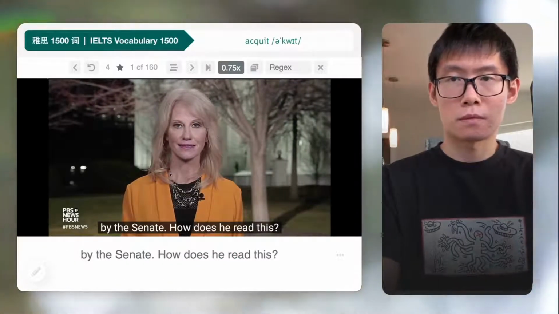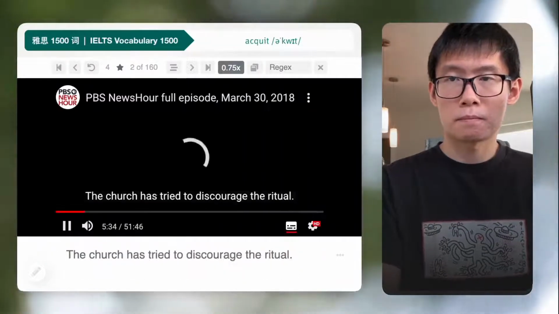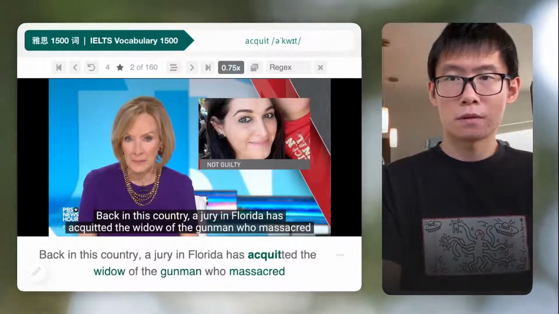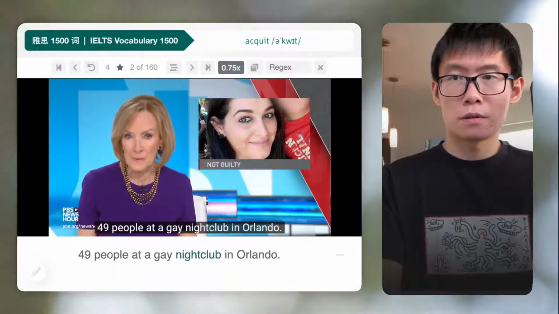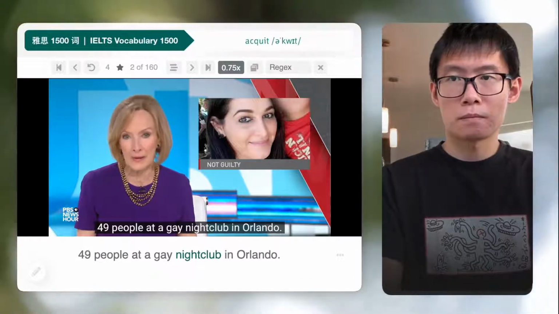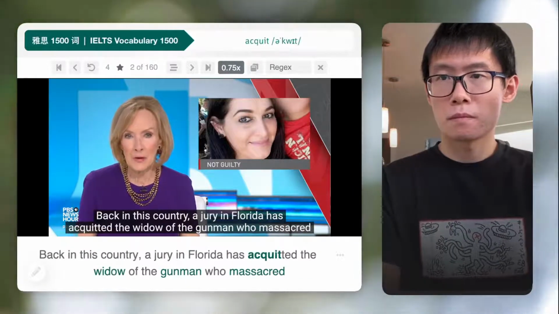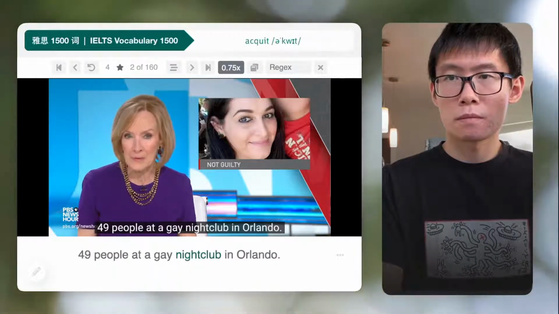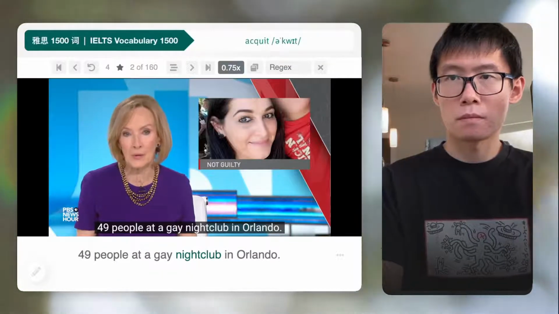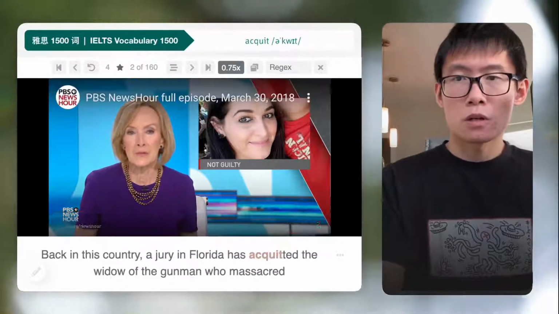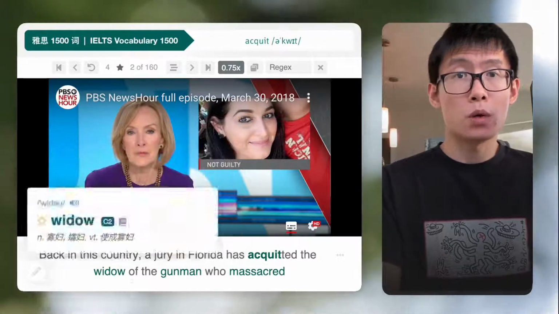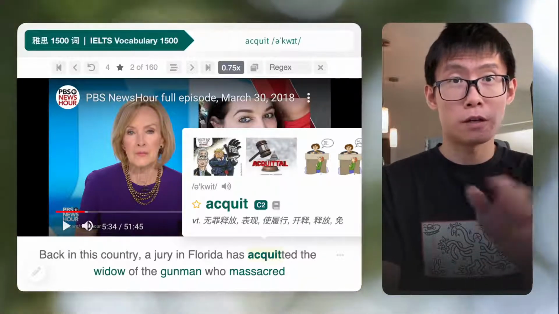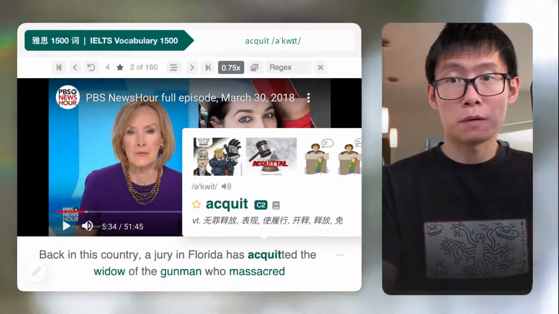How does he read this? Back in this country, a jury in Florida has acquitted the widow of the gunman who massacred 49 people at a gay nightclub in Orlando. So the widow of this gunman was acquitted. So he was told you have no crime. You're okay. You're free to go. So he was acquitted.